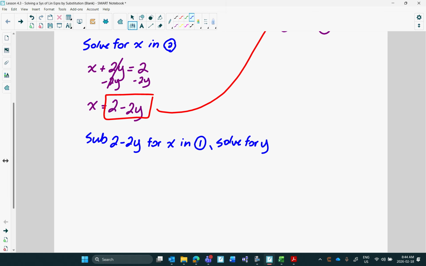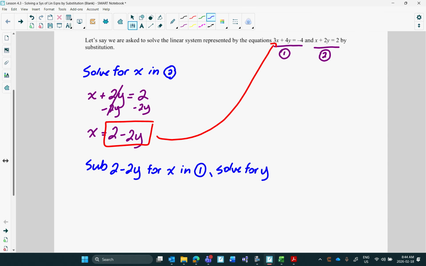So when we look at equation 1 now, instead of 3 times x, I'm going to replace the x with this. So it's going to be 3 times 2 minus 2y plus 4y equals negative 4. And like I said, the reason I do that is because now I have an equation that has just y's in it. So can I figure out what y is?